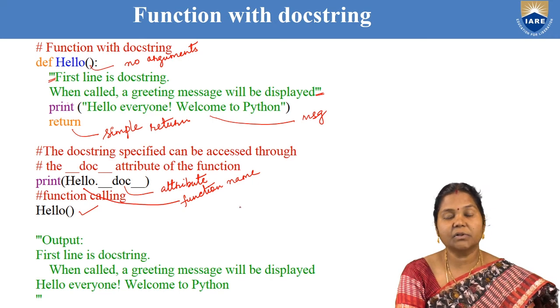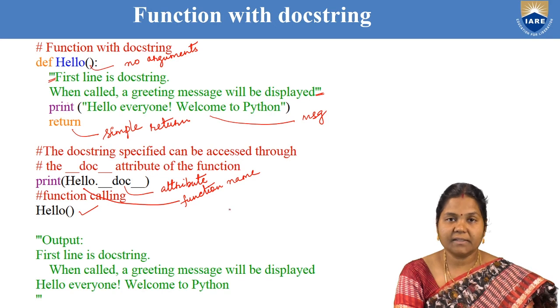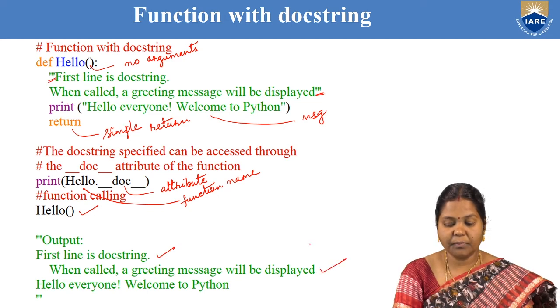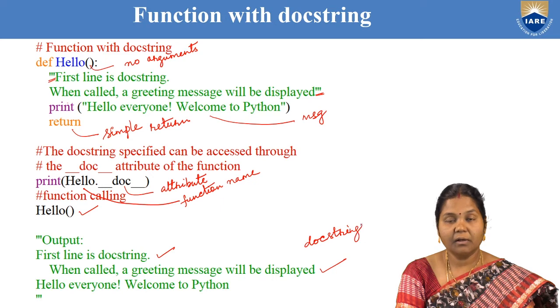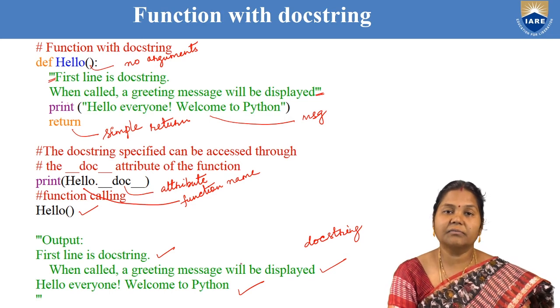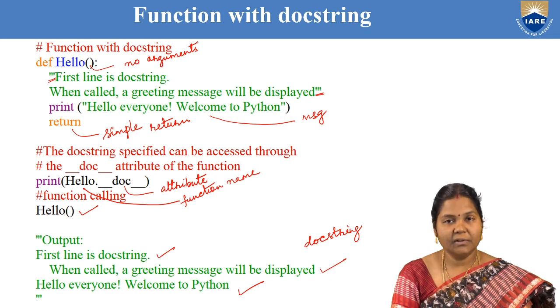I have created this function to display some message over here: Hello everyone, welcome to Python. That statement will be executed, so you can see the output. First, you are printing the documentation string. These two lines are nothing but your docstring message, what you have written in the function. And then I am invoking the function. After invocation, it executes the function and displays the output of the function. So this is the way a function can be written with a docstring.